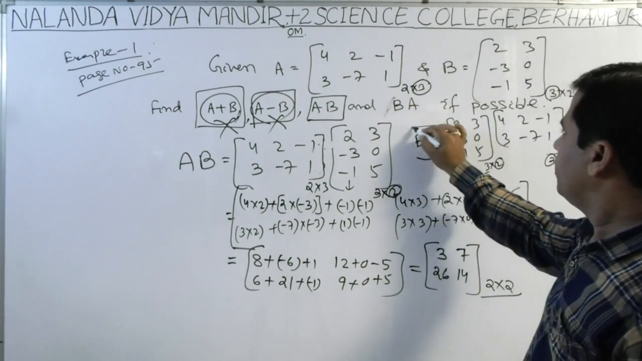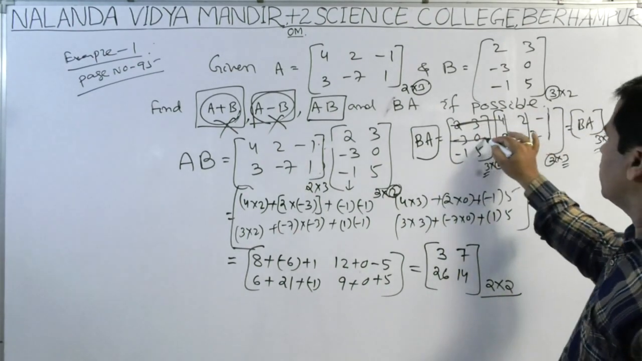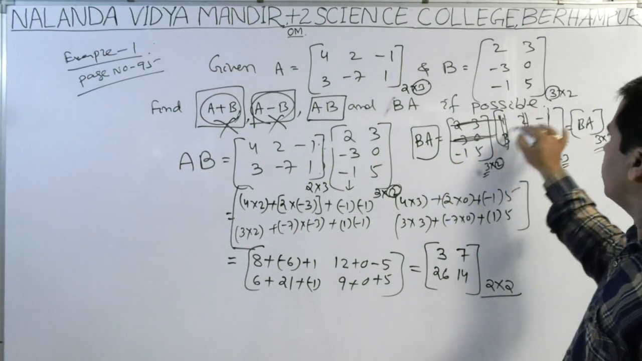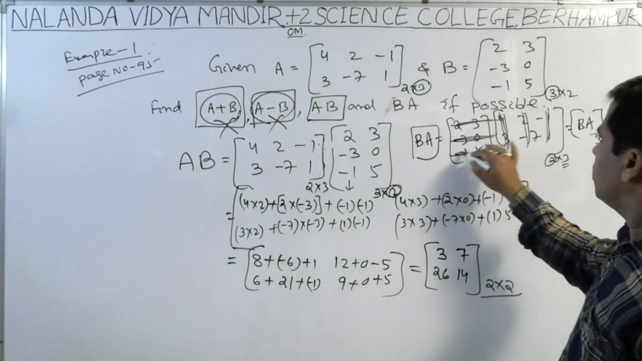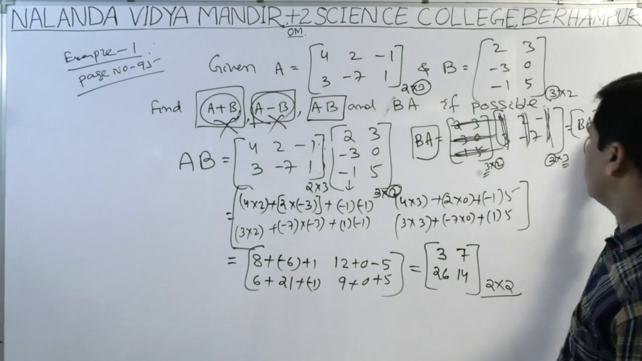Therefore, you can find BA in this way. First row, first column; first row, second column; first row, third column. Second row, first column; second row, second column; second row, third column. Similarly, third row, first column; third row, second column; third row, third column. Okay? That is the order of 3 cross 3.